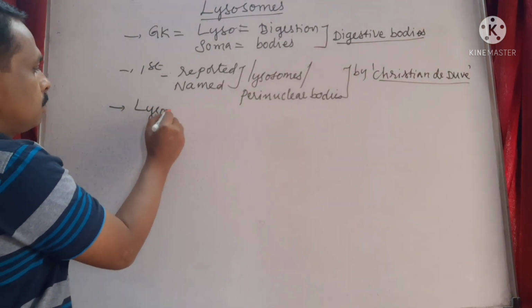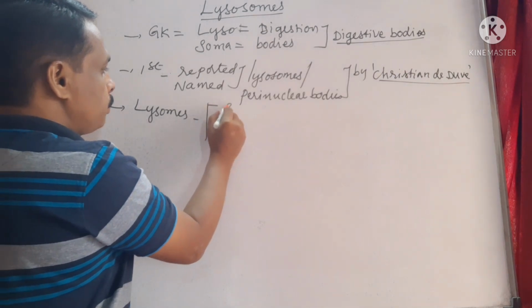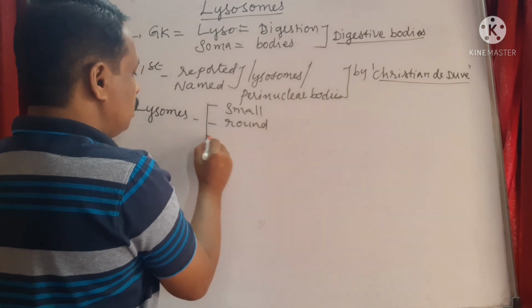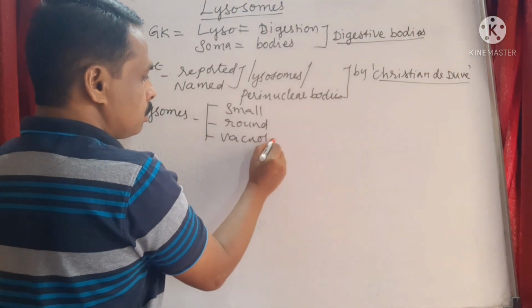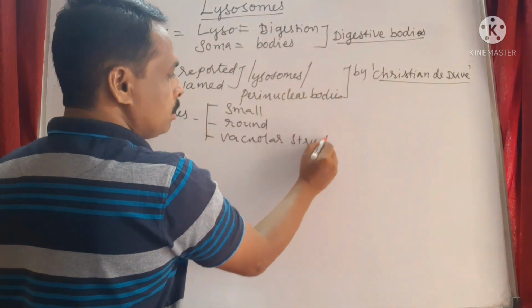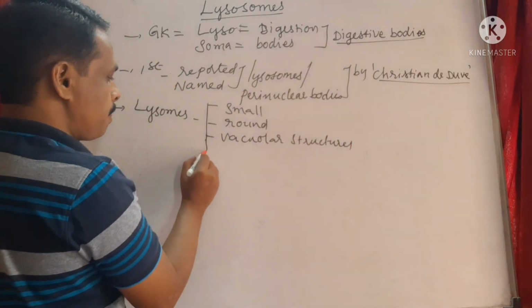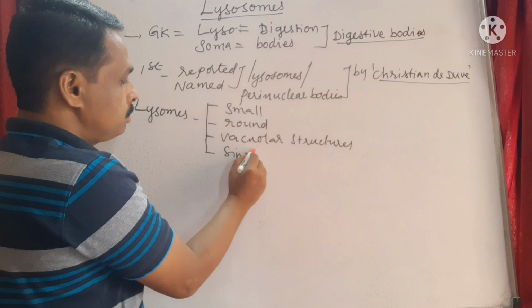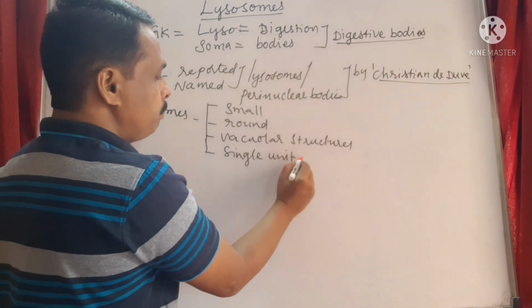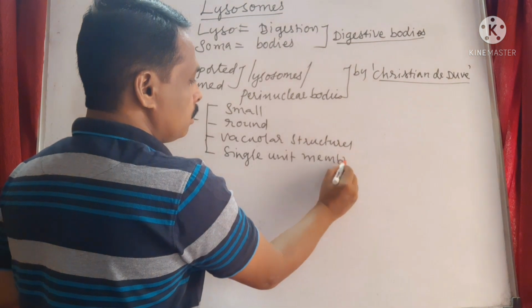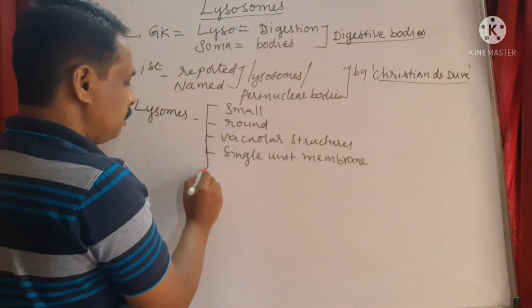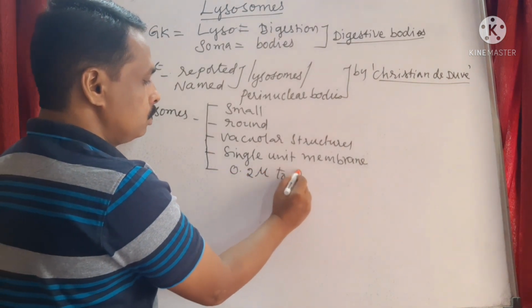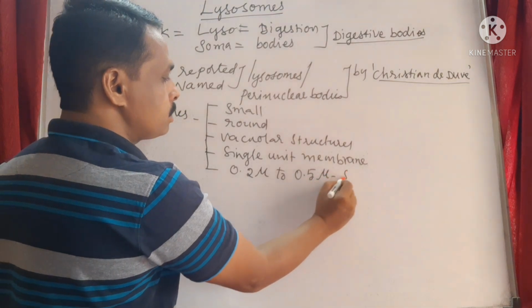Lysosomes are small, round, vacuolar structures, surrounded by a single unit membrane, and 0.2 microns to 0.5 microns in size.